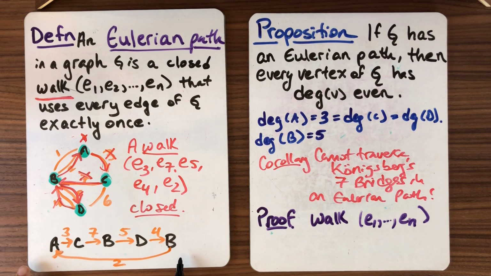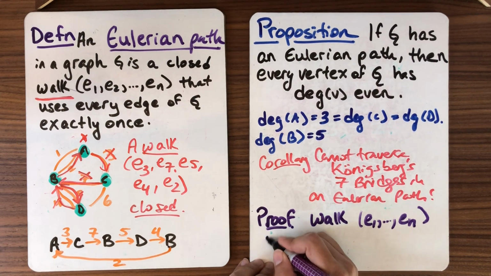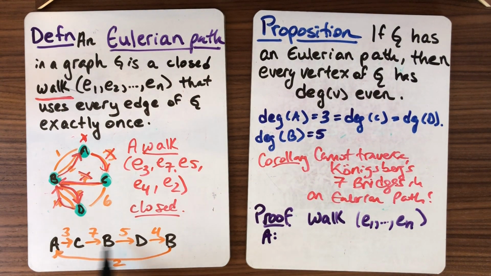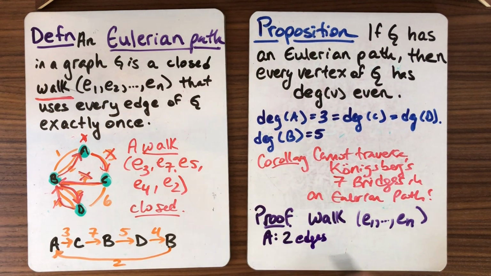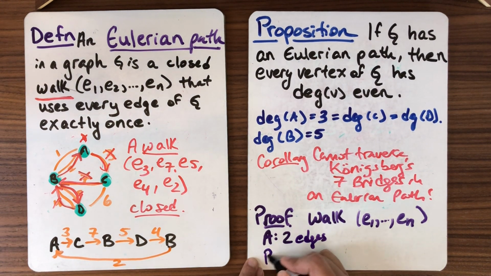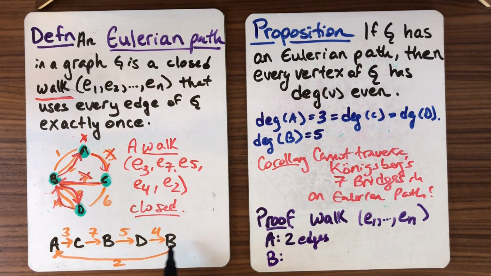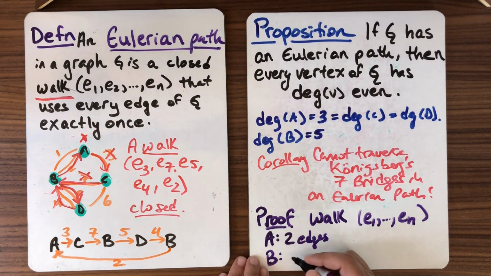But in any walk that I have, notice how many edges I get. How many edges are used for A? How many times does A appear here? It appears once, which means that it's got 2 edges. So we get 2 edges touching A in this walk. What about for B? B appears twice. That's okay, it doesn't matter. Each time B appears, it gets 2 edges. So it's going to have 4 edges.